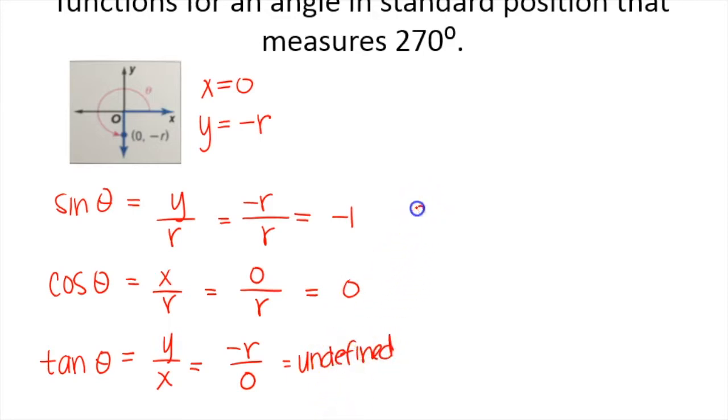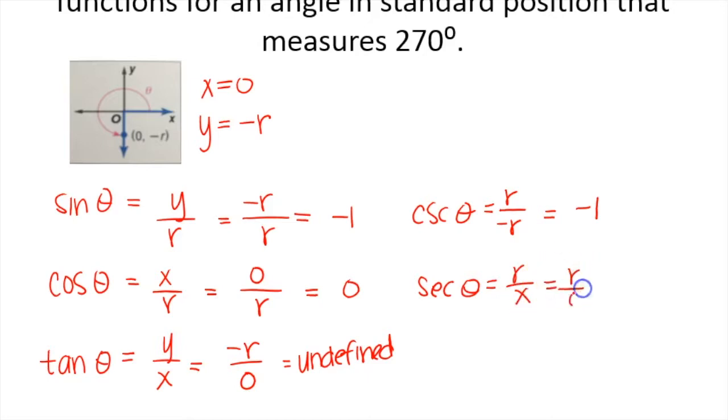For the cosecant of theta, when we find the inverse, we're going to have r over y, which is r over negative r, or negative 1. For secant theta, we have r over x, which is r over 0, so there is your other undefined function. And then lastly, we have the cotangent of theta, so we're going to flip this over, which becomes 0 over negative r, and so that one is just 0.